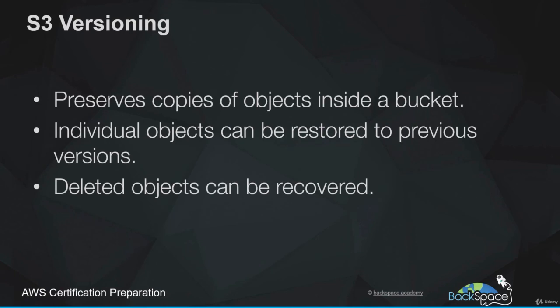We can also set up versioning on our buckets, and that will preserve copies of objects inside of a bucket. So individual objects can be restored back to previous versions, and deleted objects can be recovered. So it's a good thing to enable versioning on your buckets, because you never know, you might lose something and you want to get it back.